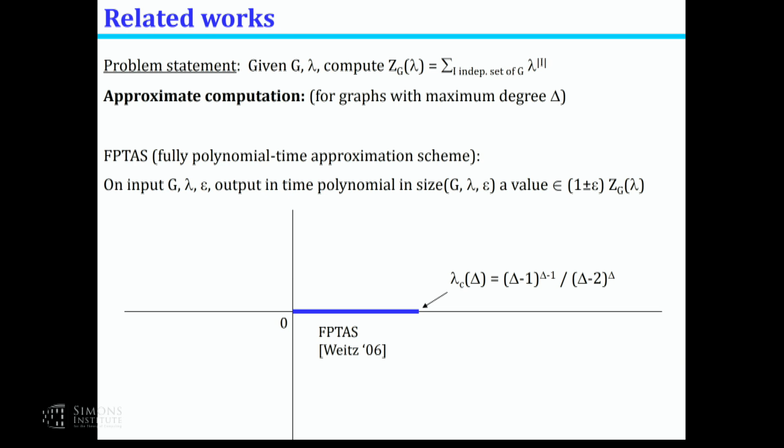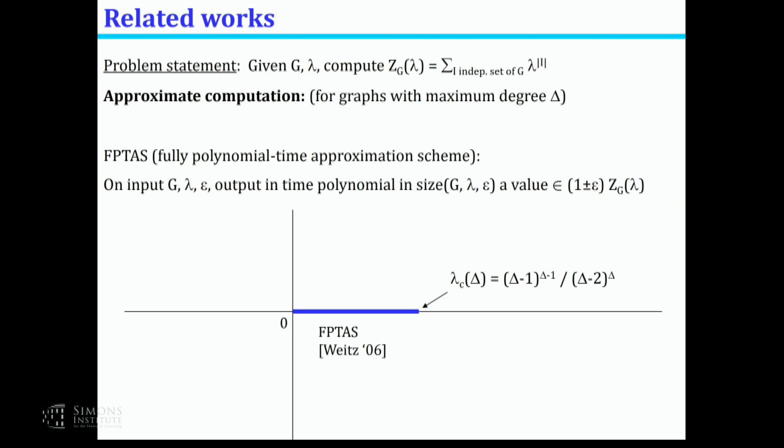We're going to use capital delta as the bound on our maximum degree. We know that exact computation was difficult for the bound 3, even for 3-regular graphs. When every vertex had 3 neighbors, it was already hard to compute the independent set polynomial exactly. So this brings us to the notion of an FPTAS, a fully polynomial time approximation scheme.